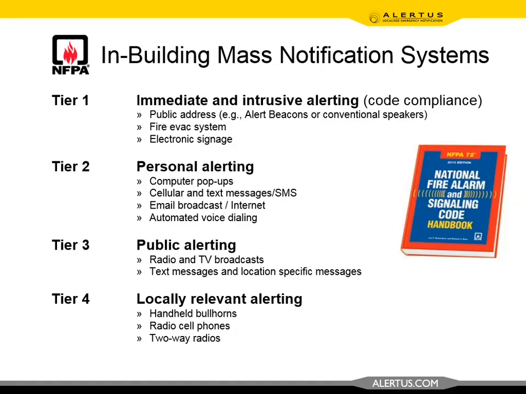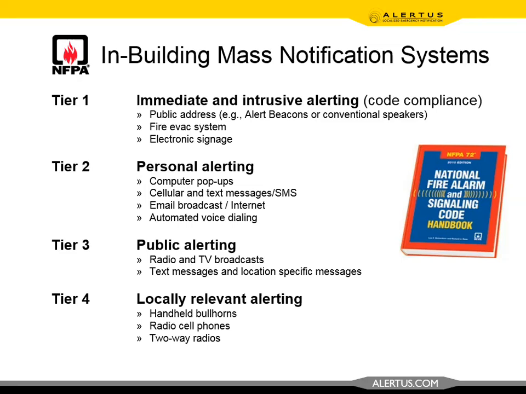So it also addresses that you need a little bit more than just a tone to signify a mass notification. They break it into different tiers to give you an idea, and it's pretty straightforward and easy to follow. You've got Tier 1, immediate intrusive. This could be the fire alarm, electronic signage throughout your facility, or using the fire evacuation system to get that message out there.